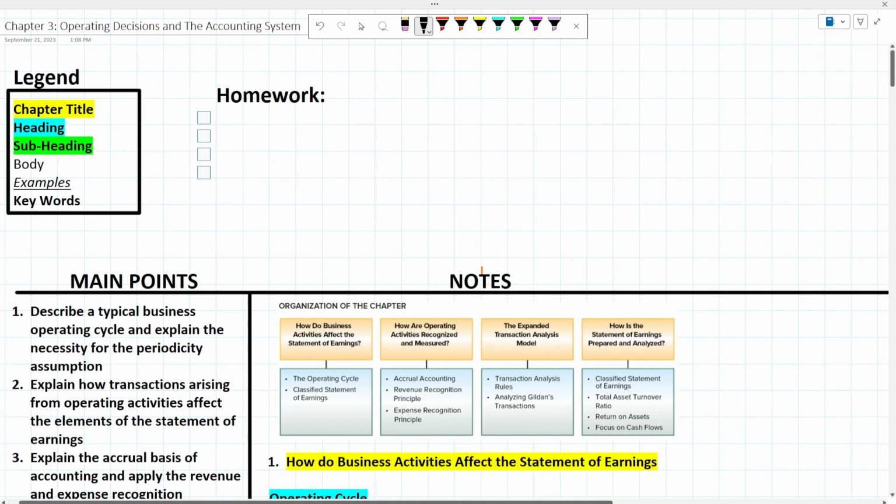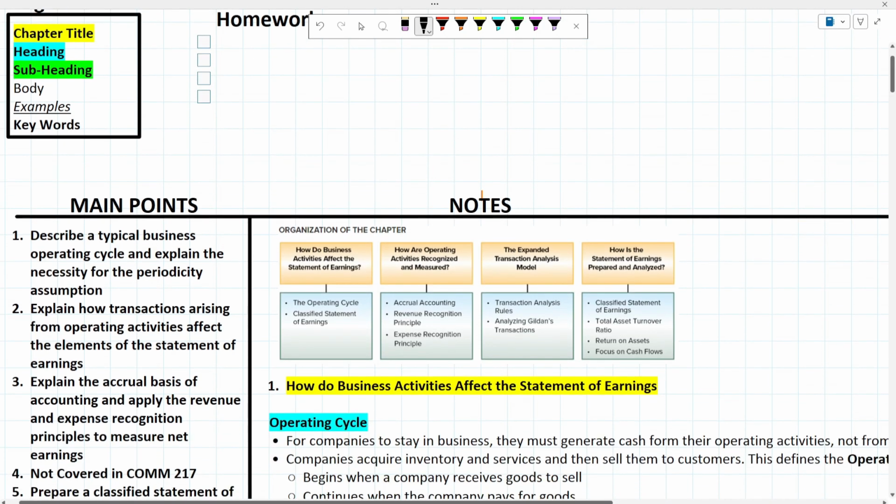Hey guys, today I'm going to be doing COMM 217 Chapter 3, Operating Decisions in the Accounting System. So first let's look at the legend. Anything already highlighted in yellow is our chapter title. Anything under that in blue is our heading, and under that is our subheading in green. So let's look at the main points.